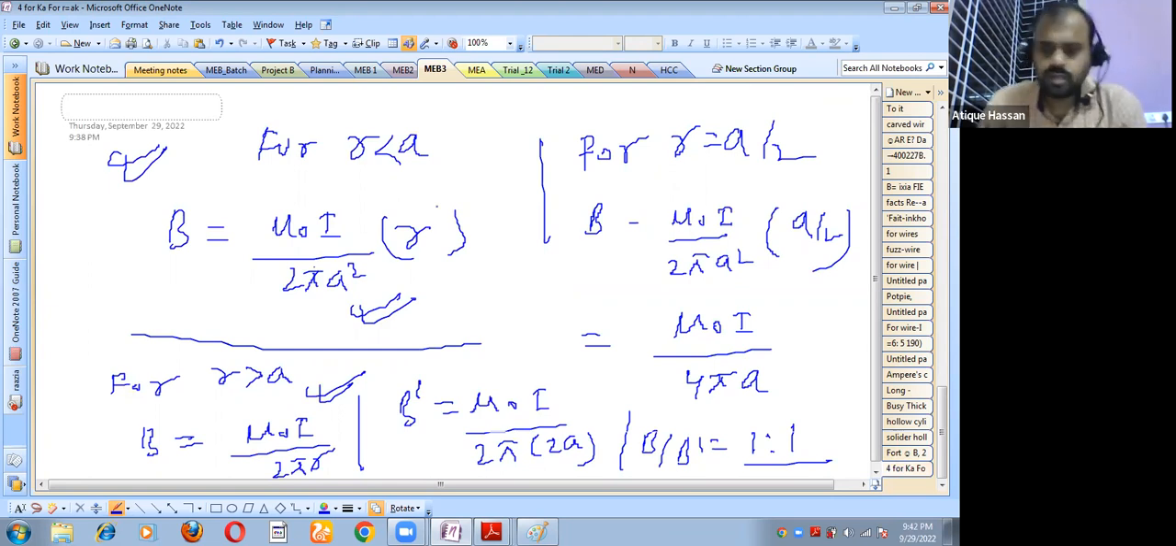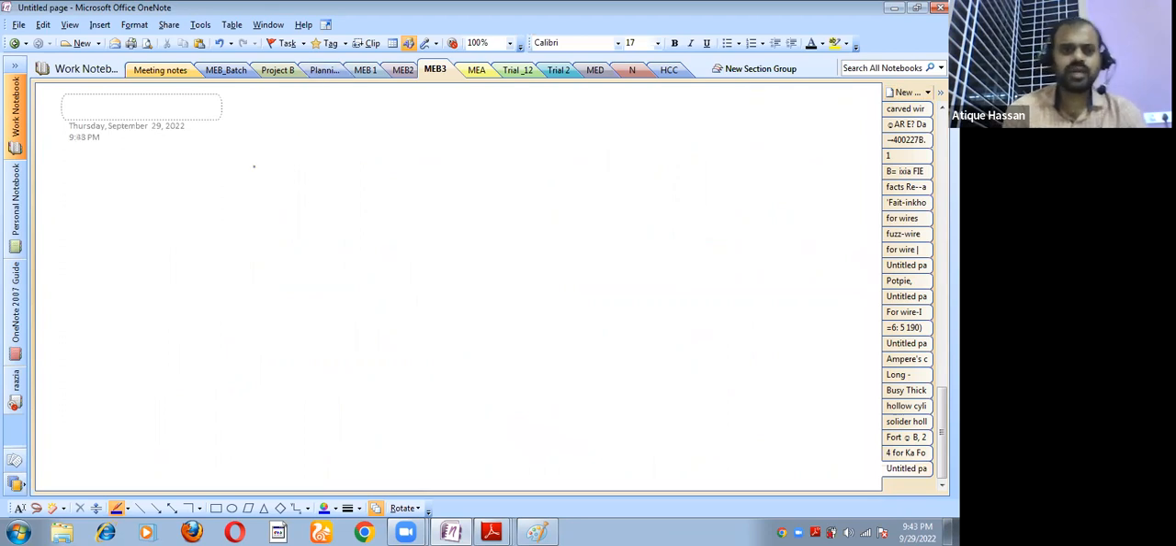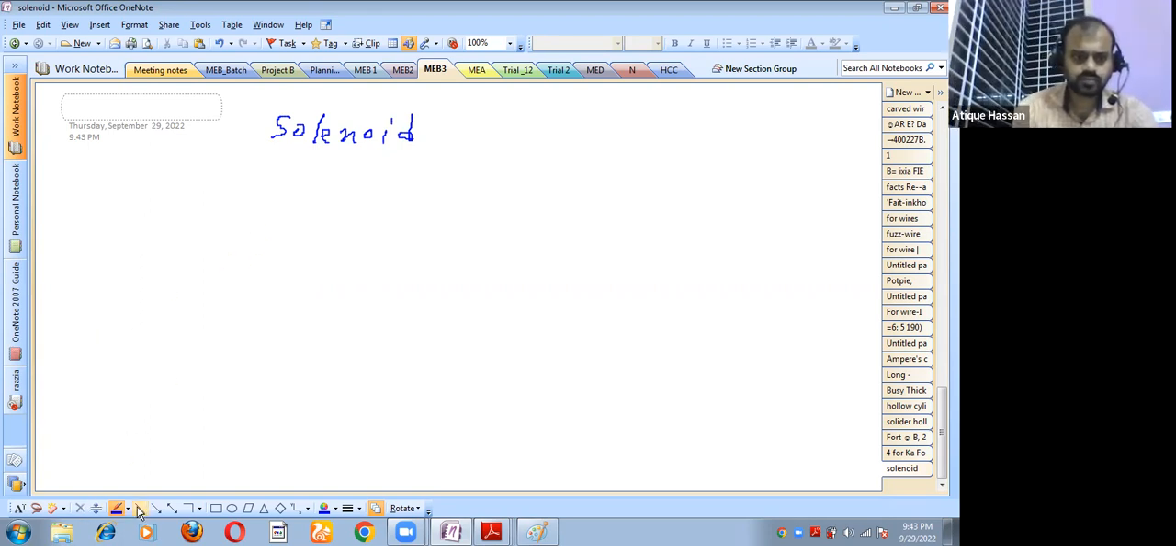Okay, so this was all about Ampere circuital law. Now, we also know that from Ampere circuital law we have two configurations, which are called solenoid and toroid, right? There are two configurations which use the application of Ampere circuital law, solenoid and toroid.